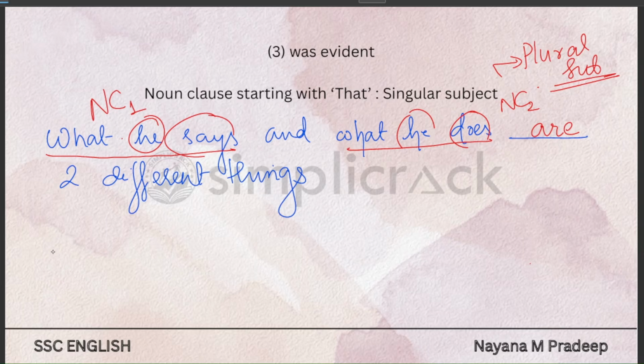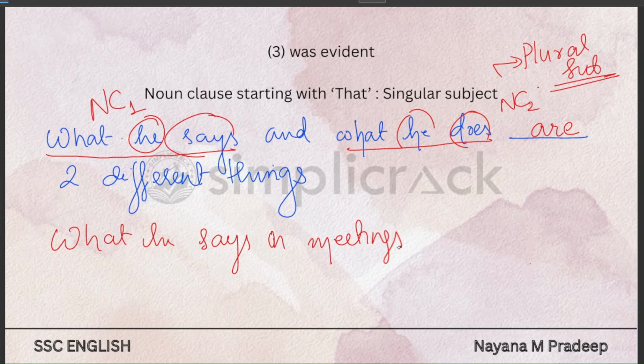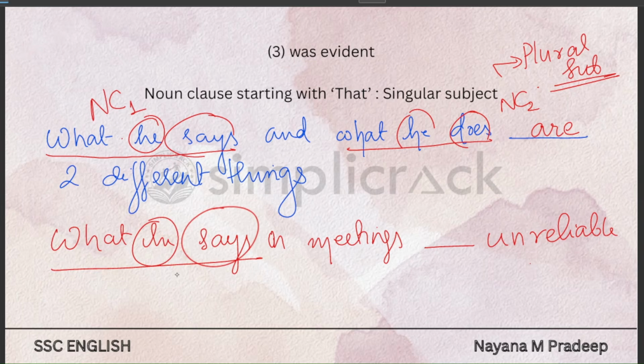At the same time, if the sentence is what he says in meetings, blank, unreliable. Here, how many noun clauses do you have? You have one subject, one verb, and one noun clause. And this entire noun clause acts as the subject of the sentence. Since there is only one noun clause, we consider it as a singular subject, and therefore we use the singular form of the verb, is. Okay, so what he says in meetings is unreliable.